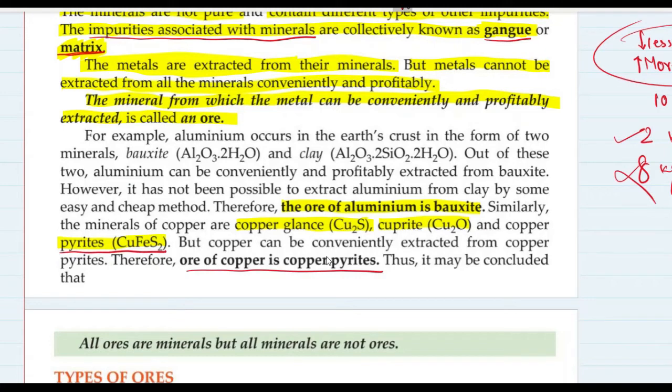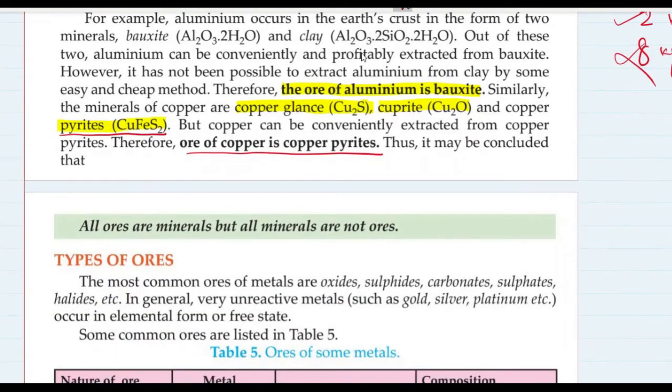So all ores are minerals, but all minerals are not ores. This should be very clear by now. From all ores, metals can be extracted profitably and conveniently, but from all minerals, it is not the case. So minerals can contain metal. Ores also contain metal, but a higher percentage.